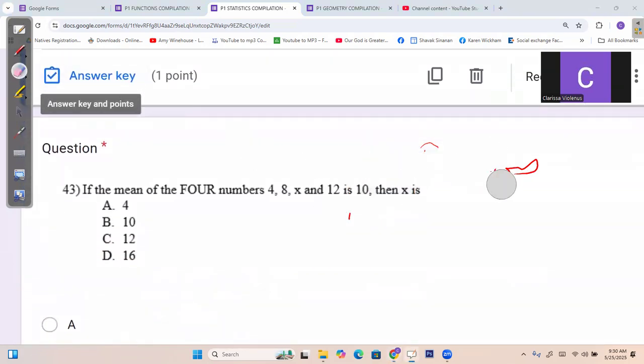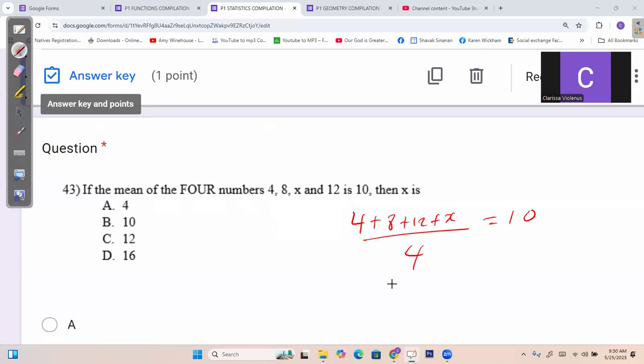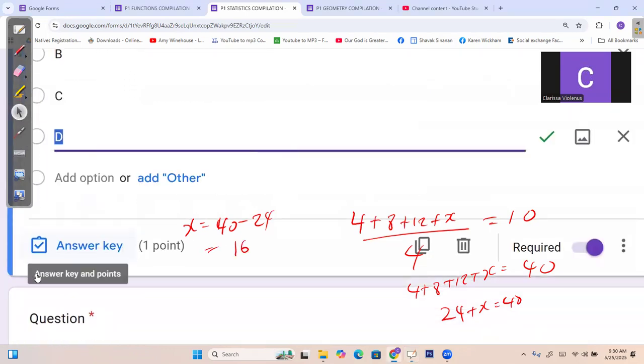If the mean of 4 numbers, including x, is 10. So that means 4 plus 8 plus 12 plus x, divided by 4, is equal to 10. So you just transpose. So that's 4 plus 8 plus 12 plus x equals 40. So that's 24 plus x equals 40. So x is equal to 40 minus 24, which is 16. So the answer is D, 16.